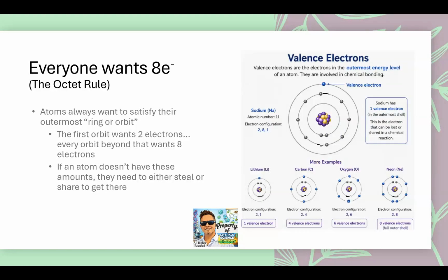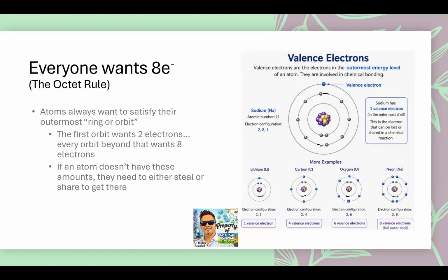So if oxygen interacts with 2 hydrogens, I'm sure we all know H2O, those hydrogens will share their electrons with oxygen, so they get their first ring with 2, and oxygen gets to share hydrogen's electron, and so it satisfies that octet rule with 8 electrons in the outer ring. It doesn't tend to break apart that much.